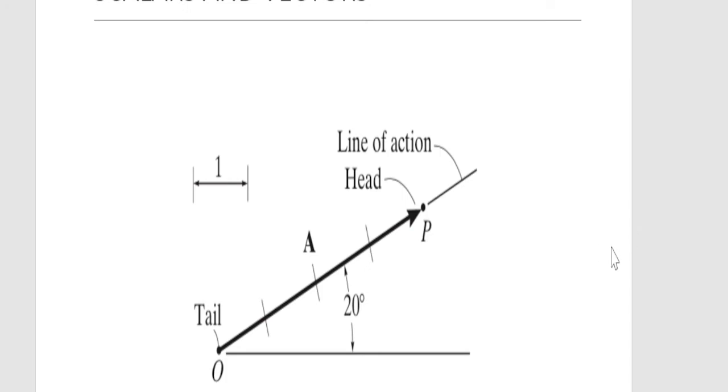And you can see here in the diagram, you will be able to identify the parts of the vector. Here is the head, the arrow, and on the opposite side is the tail. The angle made by this force or the line of action is the direction, and the length of this arrow will determine the magnitude of that vector.